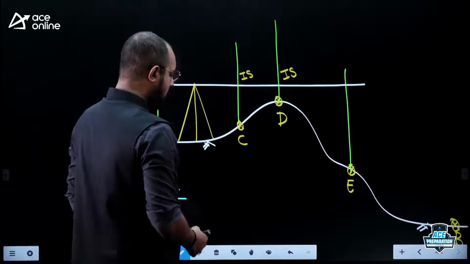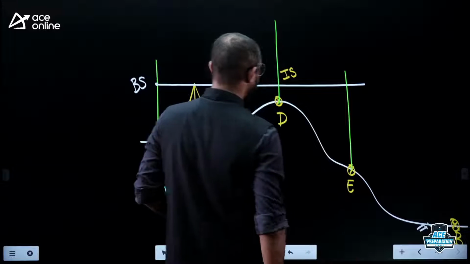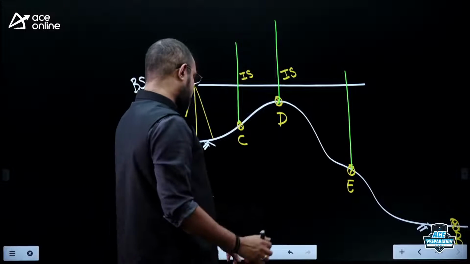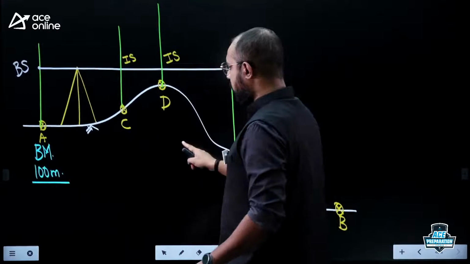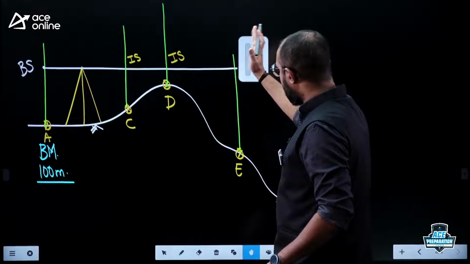Okay, right, now that is how my leveling staff will look like. Let me just draw that once again. Okay, so this is how my leveling staff is looking like. Now what is the speciality of this particular point E? Please observe this particular point here. Tell me what do you think is the speciality of this particular point, say E here.